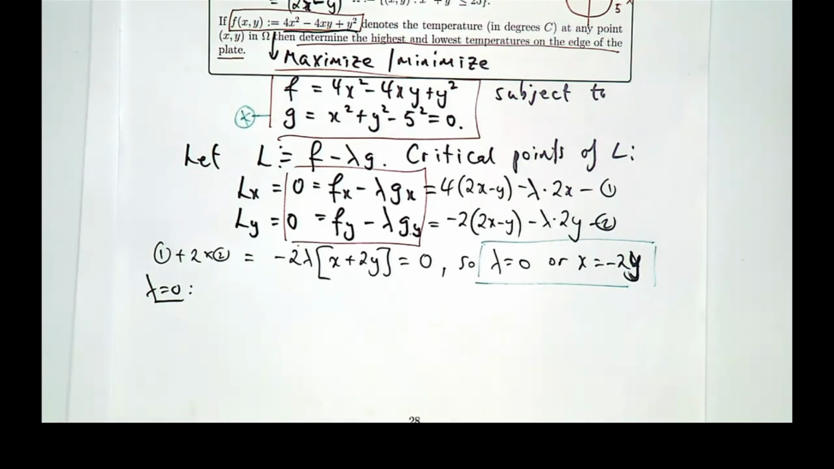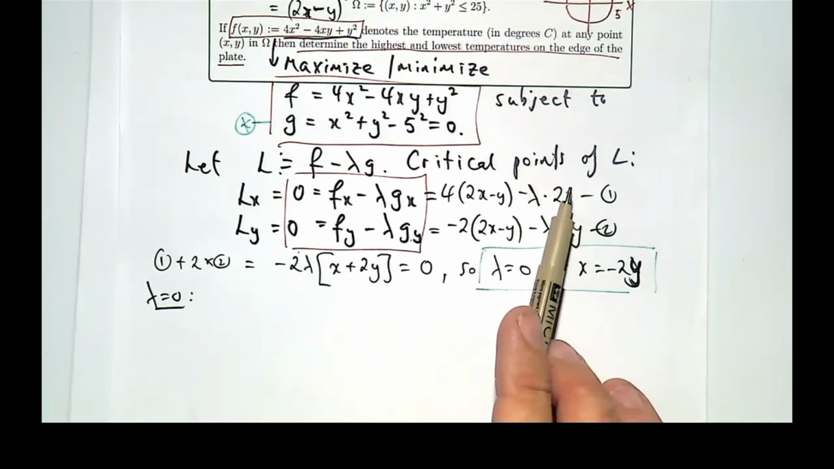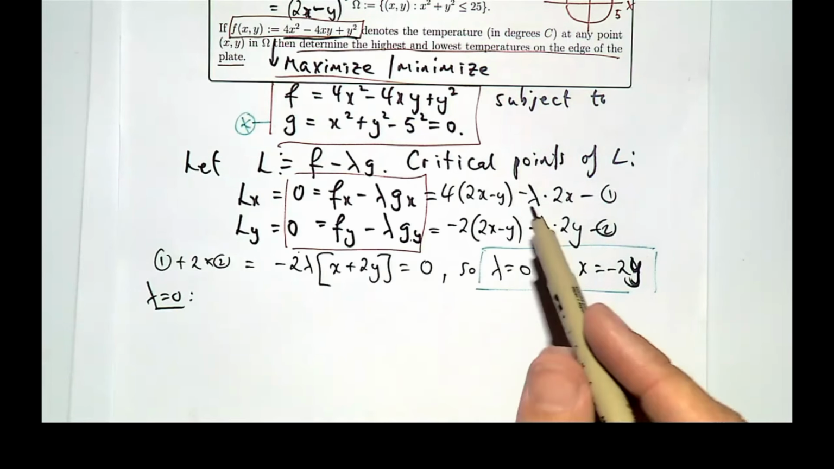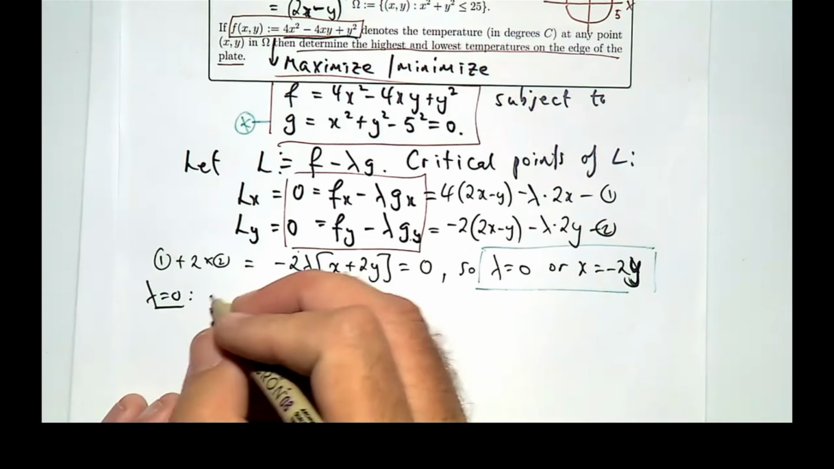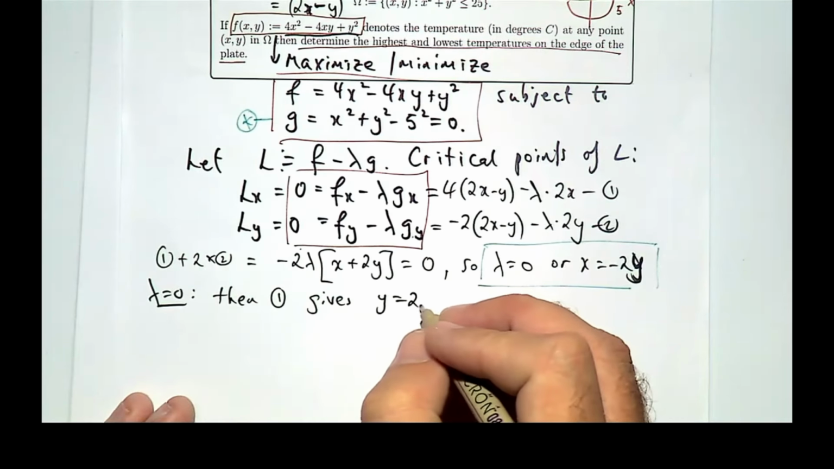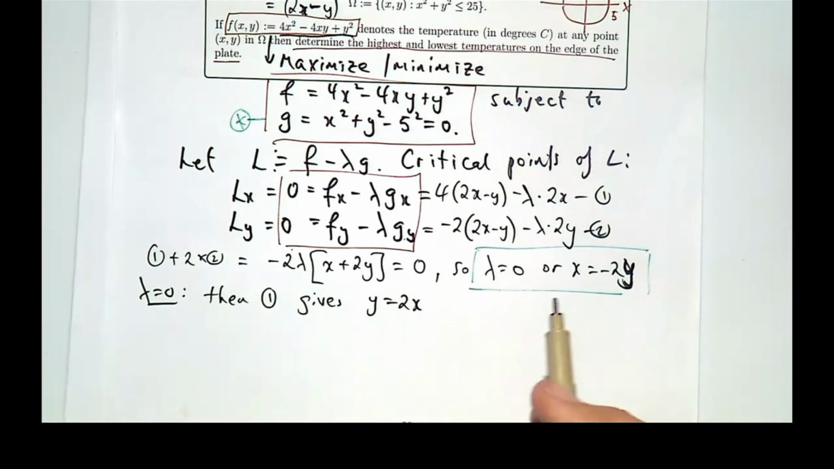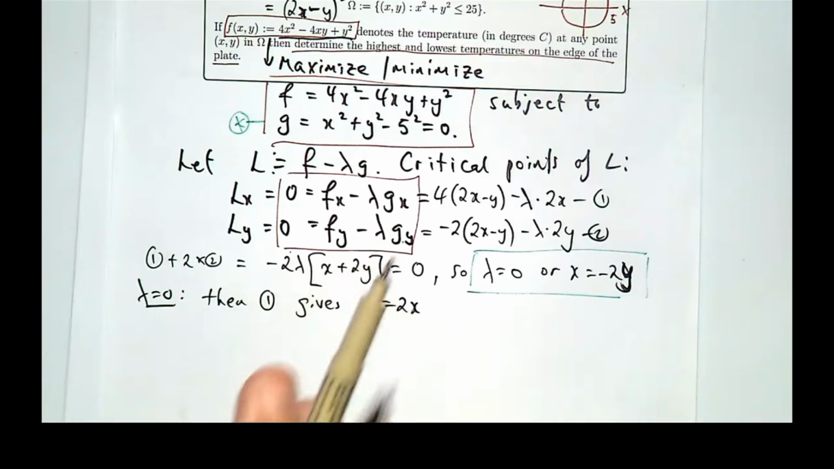So, if lambda equals 0, what does equation 1 give you? It gives you y equals 2y, y equals 2x. And what happens then, you can get x from the constraint equation. A lot of people, when they're solving these problems, get tied up because they think, oh, I've got something, it's not exactly what I want. They forget about the constraint equation. Okay?